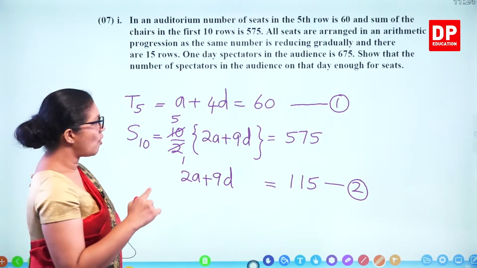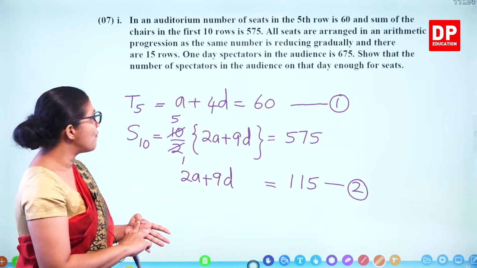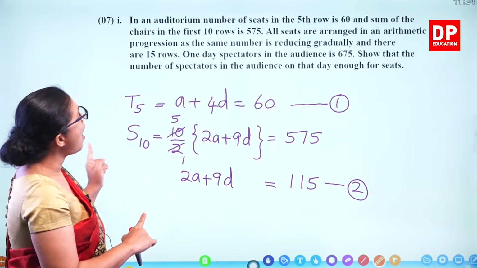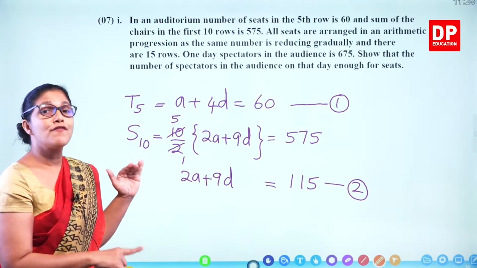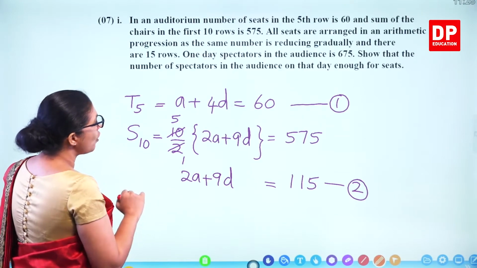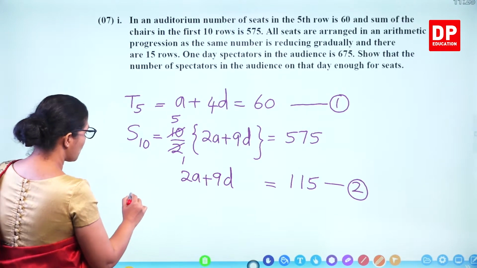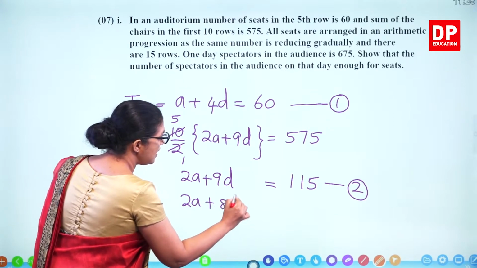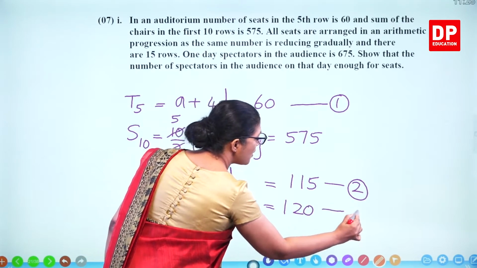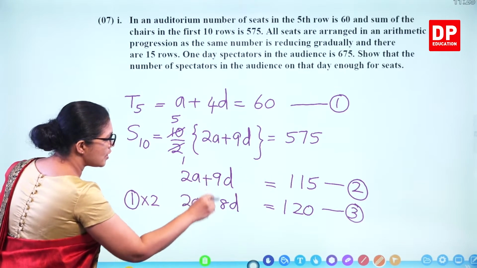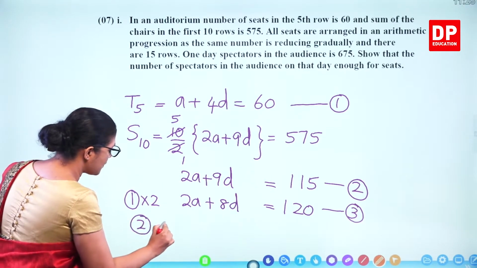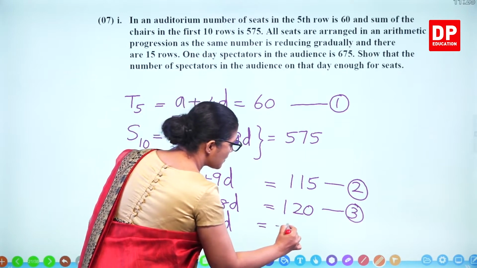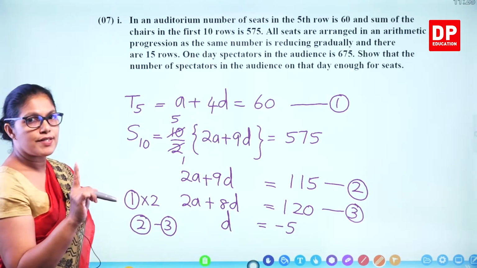So you need to solve these two equations and find out the first term and the difference. And then you can think about how many seats altogether for 15 rows. So solve this. So we can multiply the first one by 2. You have to make the same coefficient. So 2a plus 8d equals 120. That's your third equation. Same coefficient, so you can subtract 2 minus 3. d becomes 115 minus 120, that's minus 5. Common difference is minus 5.